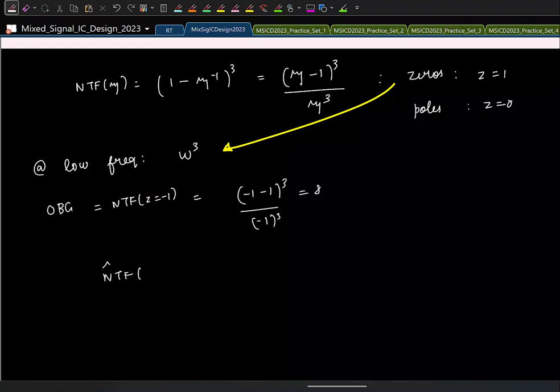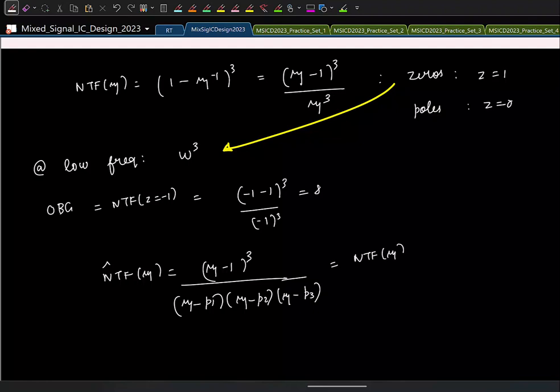So I'll form a new NTF, which will look like this: (z minus 1) whole cube, let's say (z minus p1), right? And I'll basically write it like this. It's NTF of z, that is the original NTF of z, times one denominator polynomial.